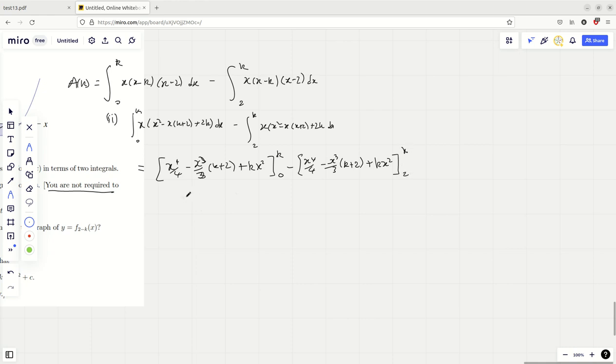Now, I reckon it's really fair to say at this stage, clearly both these expressions are polynomials of order 4 in k. Try and use the correct language and hope that they give you at least 3 out of the 4 marks.